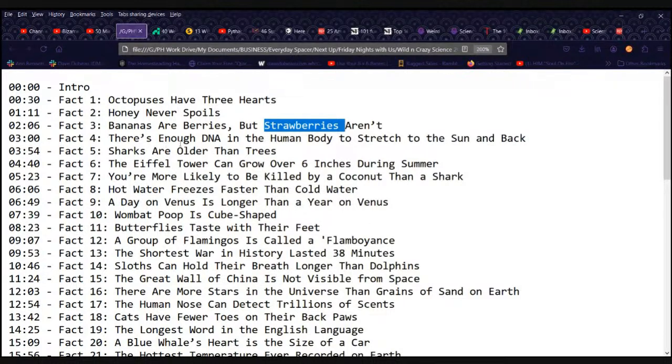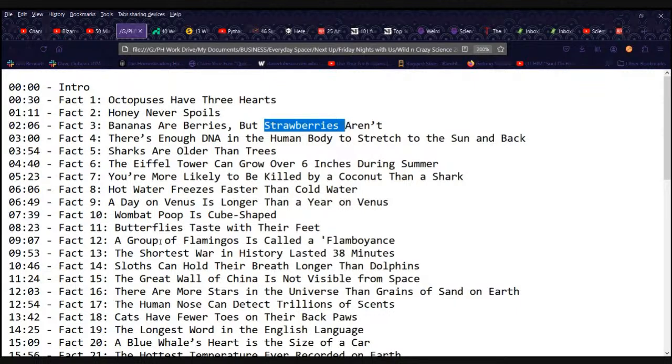Anyway, but I think some of these we knew. There's enough DNA in the human body to stretch to the sun and back. Fact 5 kind of got me. Sharks are older than trees. Basically, sharks have been around longer than tall hardwood trees. Yep.